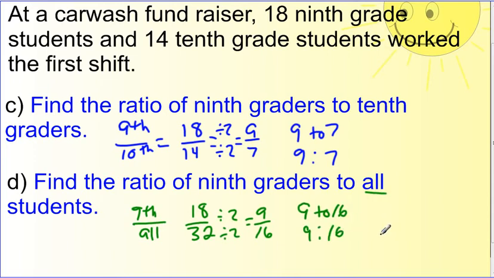So that is our writing a ratio from a little word problem. Very simple. The only thing you really got to do is just make sure you keep the numbers in the same order as the problem asks. So ninth graders to all students. If you would put that, this is not the ratio of ninth graders to all students. This is the ratio of all students to ninth graders. And it makes a difference because 9/16 is not the same thing as 16/9. So just watch out for your labels.